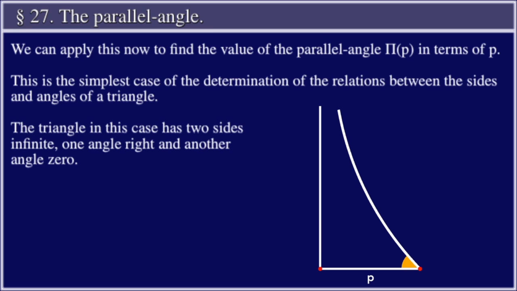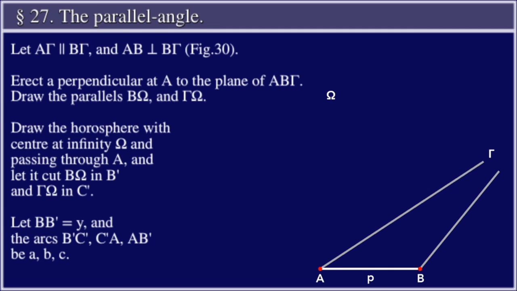We can apply this now to find the value of the parallel angle Π(p) by means of p. This is the simplest case of the determination of the relations between the sides and angles of a triangle. The triangle in this case has two sides infinite, one angle right and another angle 0. Let Aγ be parallel to Bγ and AB perpendicular to Bγ, figure 30.